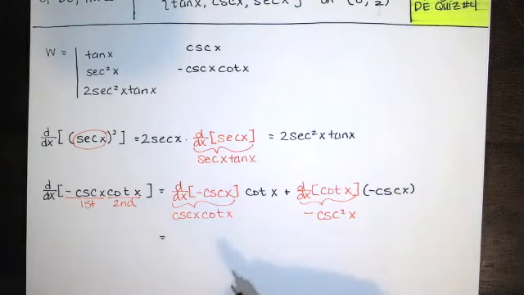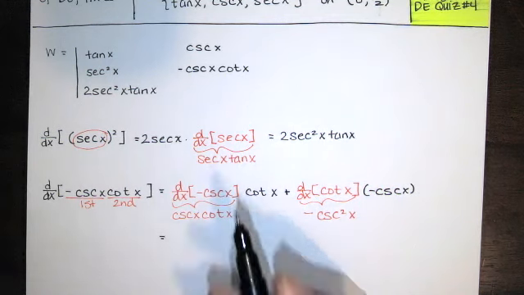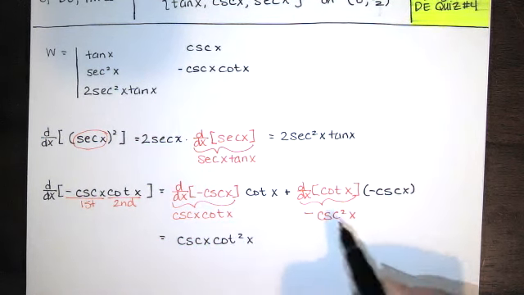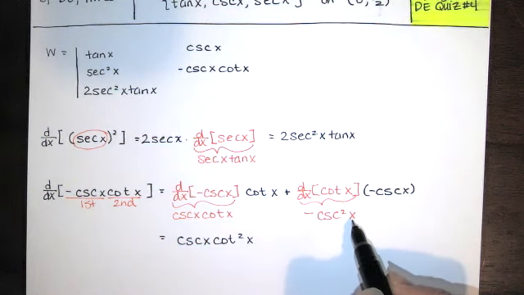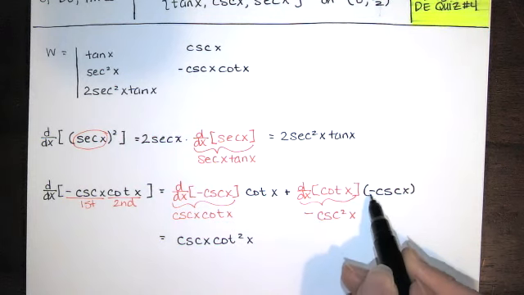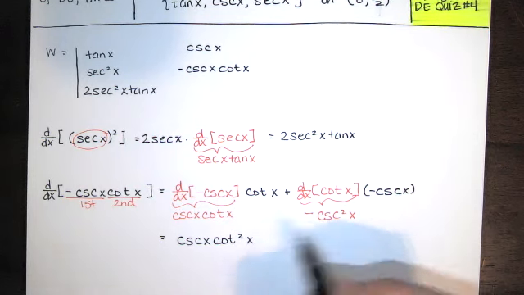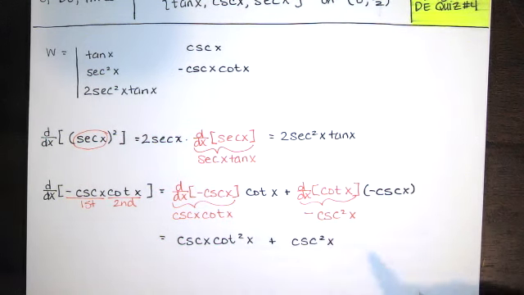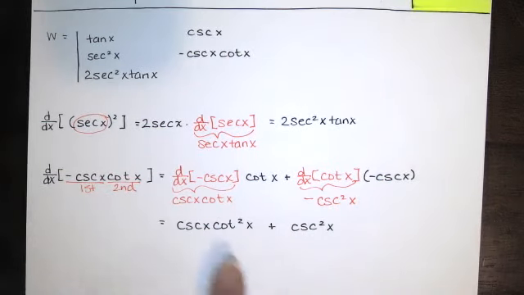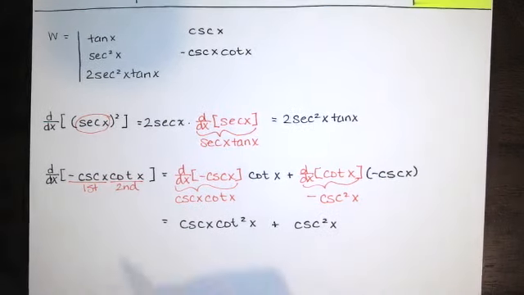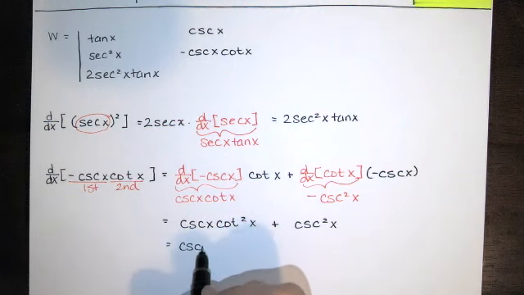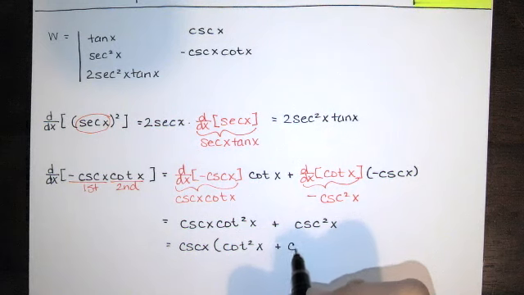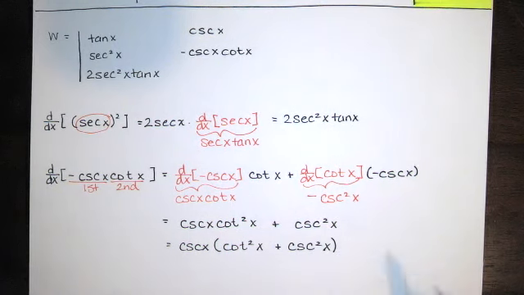Now, I've got to simplify a bit. I've got a cosecant and a cotangent, so that's cosecant of x times cotangent squared x, and a negative cosecant squared times a negative cosecant of x. That's going to give me 3 of those multiplying each other, and a negative times a negative is a positive. So we'll have cosecant cubed x. Now, if you want to, you could factor out a cosecant of x from both of these. So you have cosecant of x times cotangent squared x plus cosecant squared x.